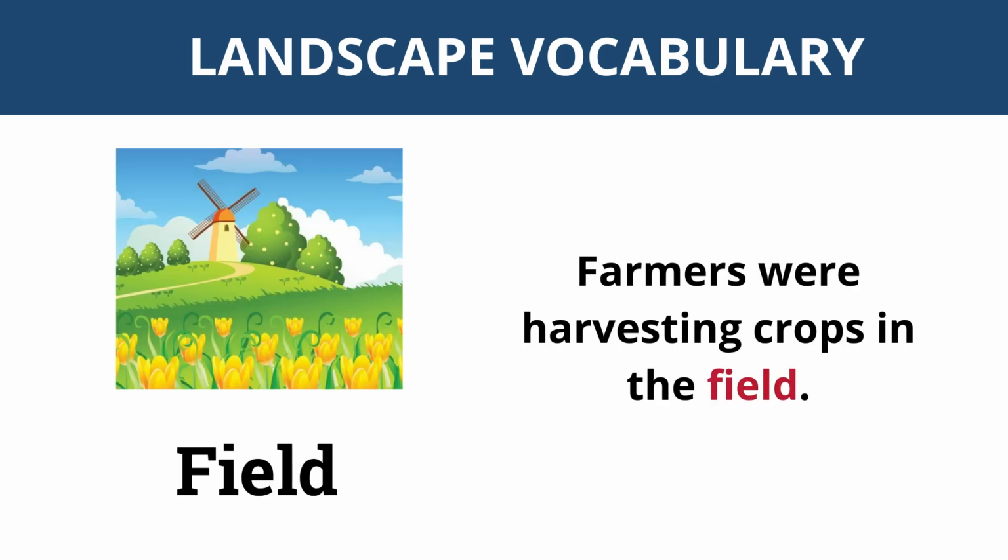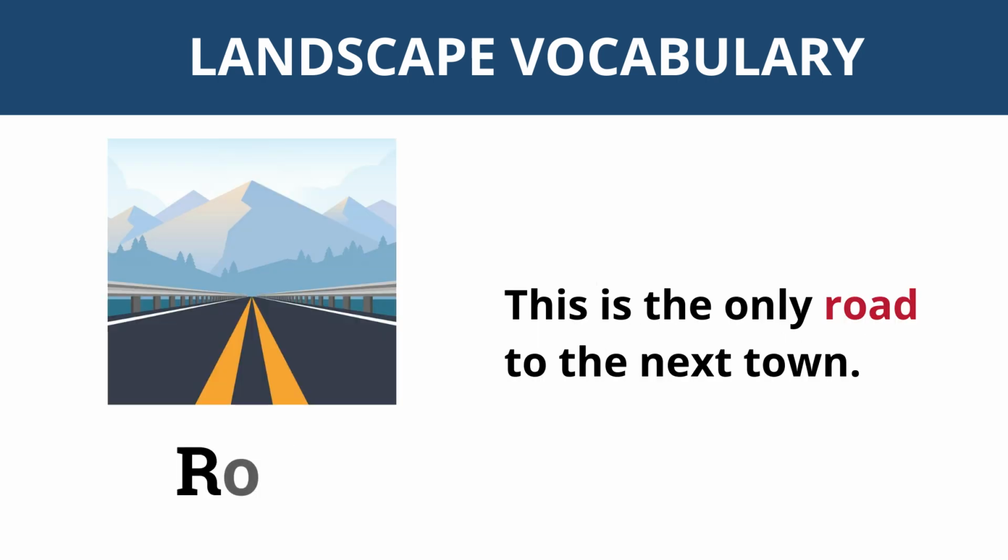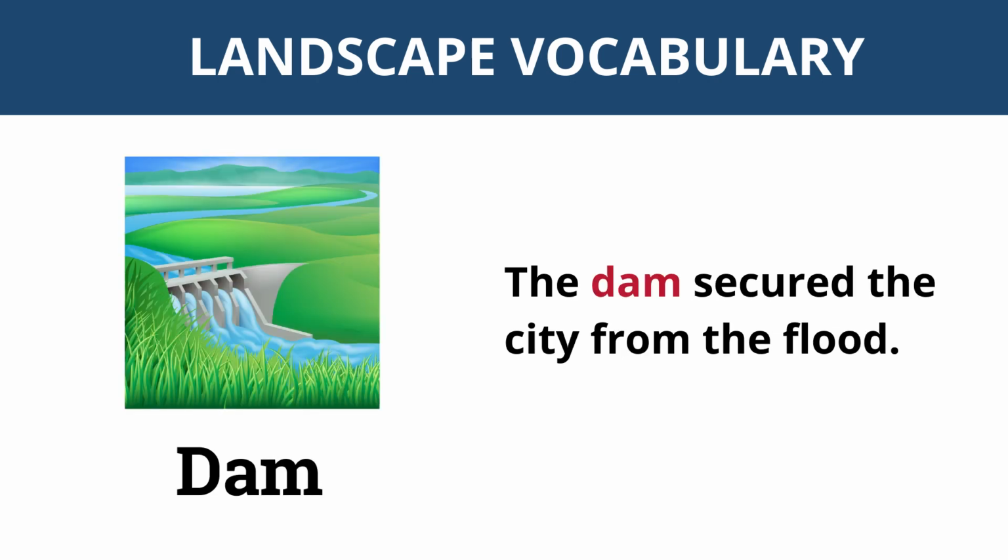Field. Farmers were harvesting crops in the field. Road. This is the only road to the next town. Dam. The dam secured the city from the flood.